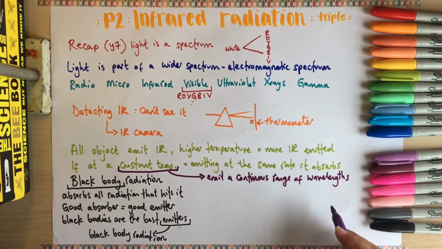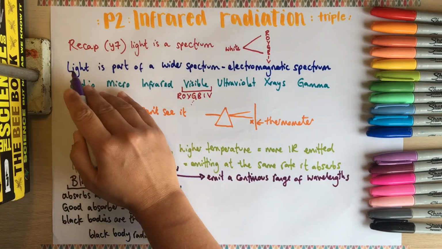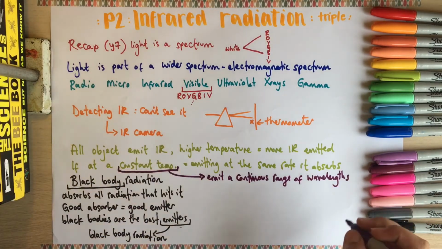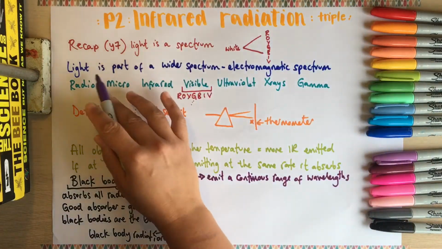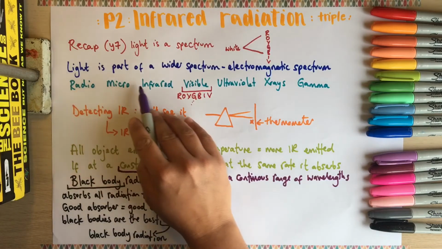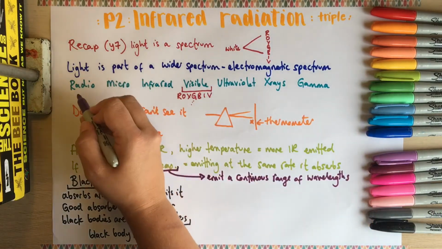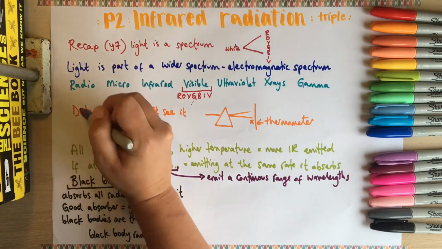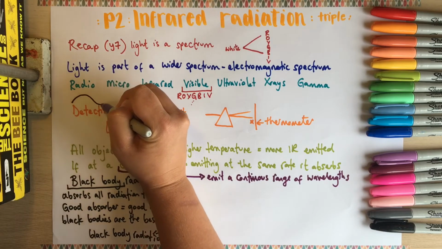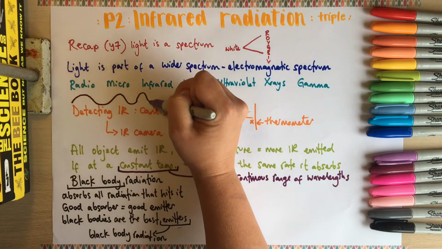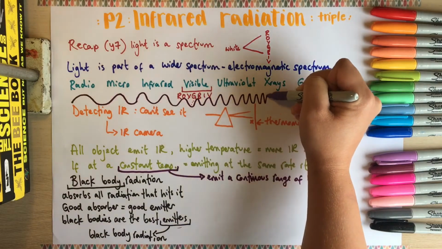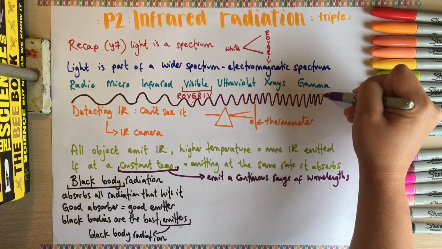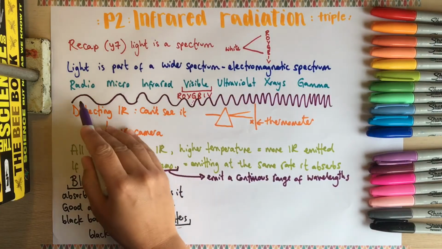So what do we mean by that? Well, we might need to remember that light is a wave, and that the wavelength changes across the spectrum. So over here is a longer wavelength, and then the wavelength gets shorter as we get to this end. It's not a very good diagram, but we've got a longer wavelength here.